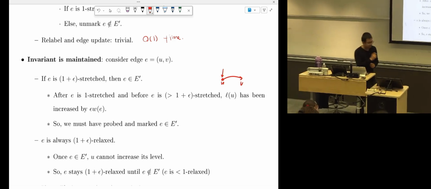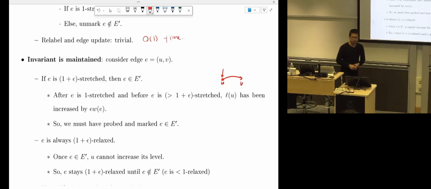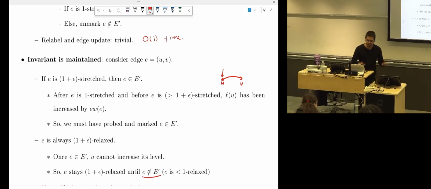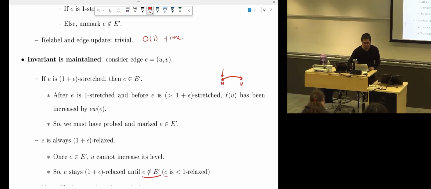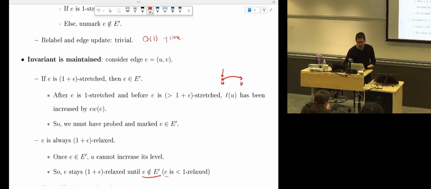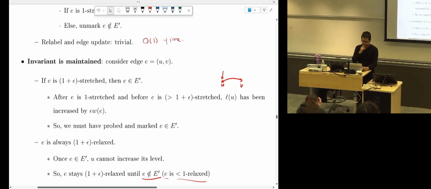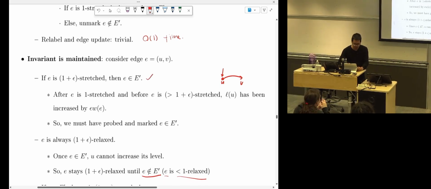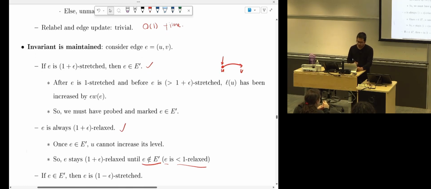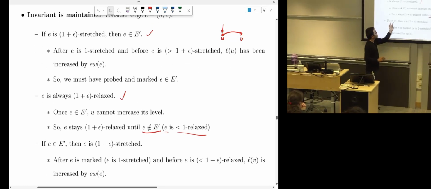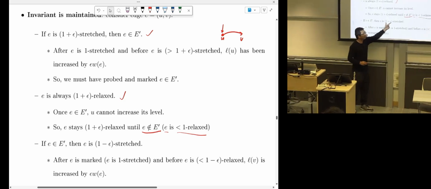Right. So yeah. And when we kick E out of the active set, it means that E is not even 1 stretch, so it's less than 1 relaxed. So it's quite relaxed now. Okay, good. So this invariant is true. This invariant is good. And next is that if an edge E is marked, then E must stay quite stretched.